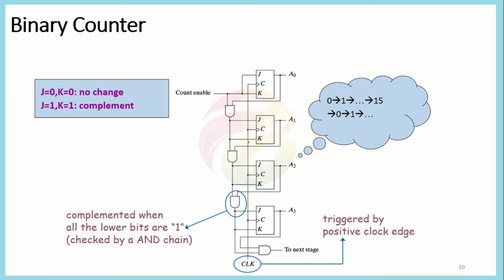It means that A1 would be complemented if the lower bit A0 has a value of 1, and A2 would be complemented only if both A1 and A0 have a value equal to 1. And for A3, if all 3 bits A0, A1 and A2 have a value equal to 1, then this would be complemented. So in this way, this binary counter is designed.